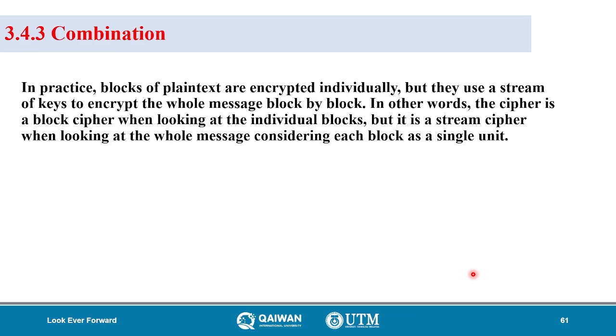And in combination, which is the last one, in practice, blocks of plain text are encrypted individually, but they use a stream of keys to encrypt the whole message block by block. In other words, the cipher is a block cipher when looking at the individual blocks, but it is a stream cipher when looking at the whole message, considering each block as a single unit.